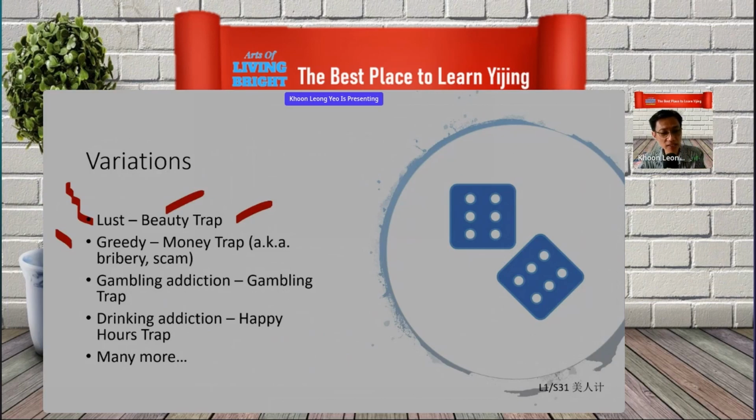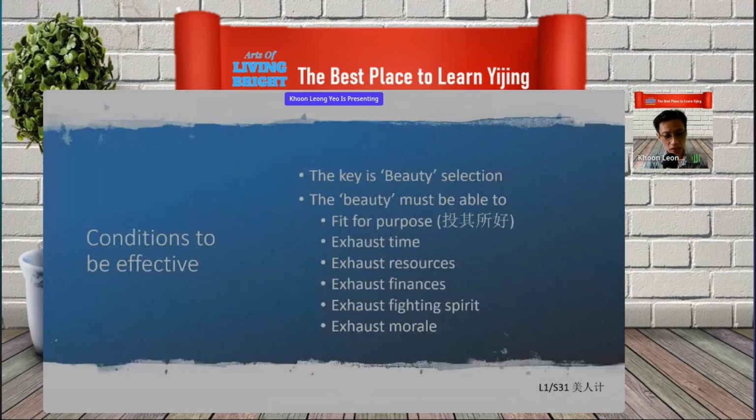Okay, or if someone is indulging in gambling. Now, gambling and having money are two different things. I know the intention of gambling is to have money, but sometimes it's like going for drugs. Gambling, or drinking addiction. Some people just like to go for drinking, or karaoke, or many more. So in order to execute this 美人计 well and perfectly, we must first know the opponent, what he is indulging in first.